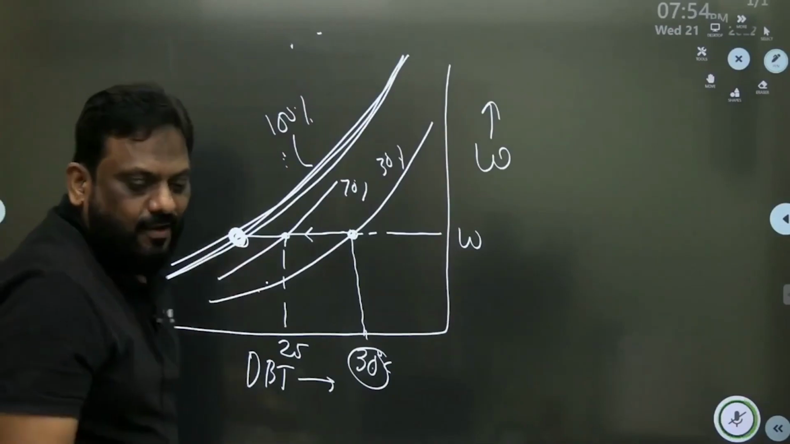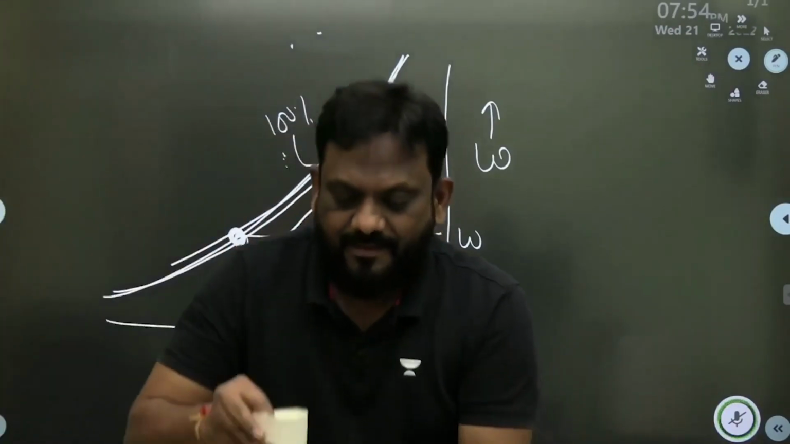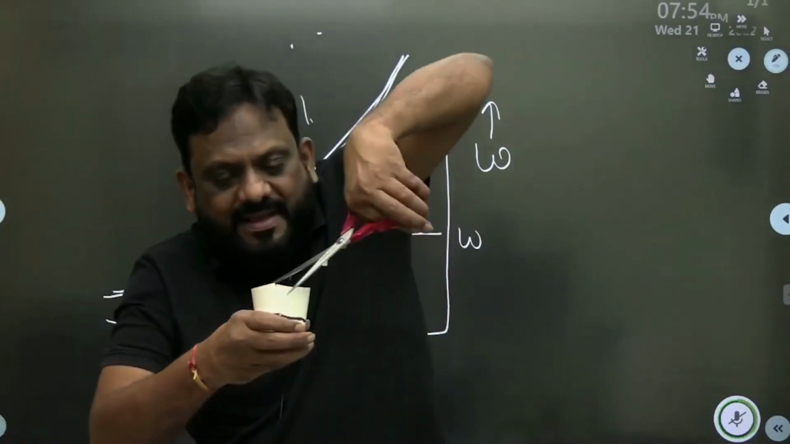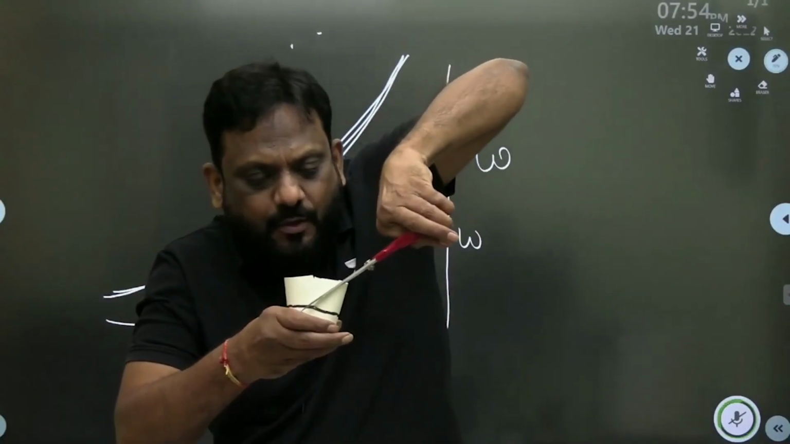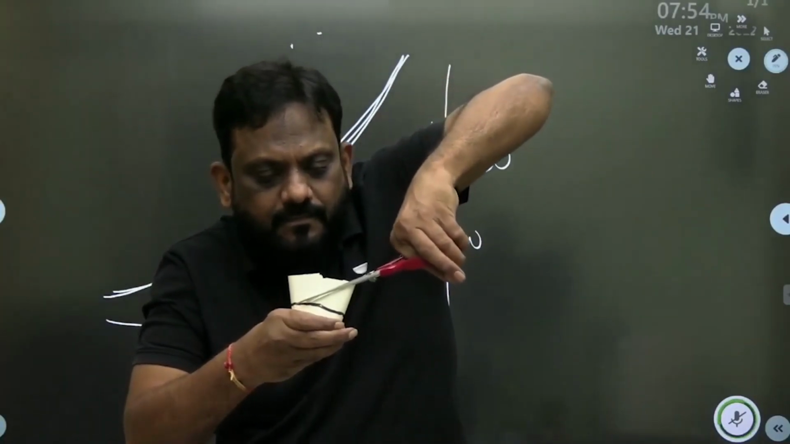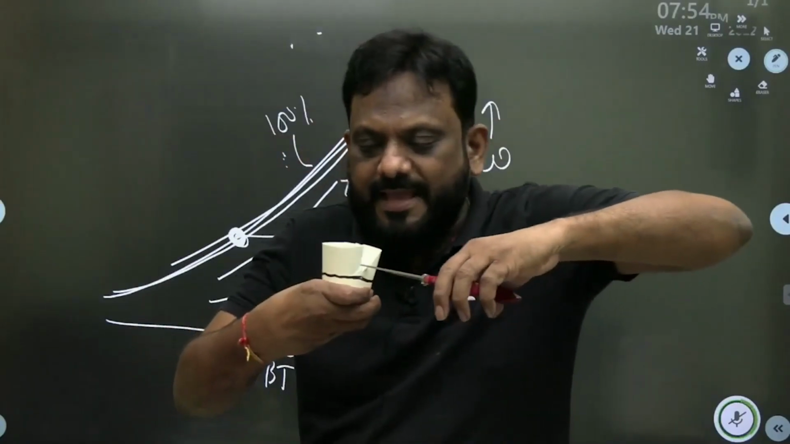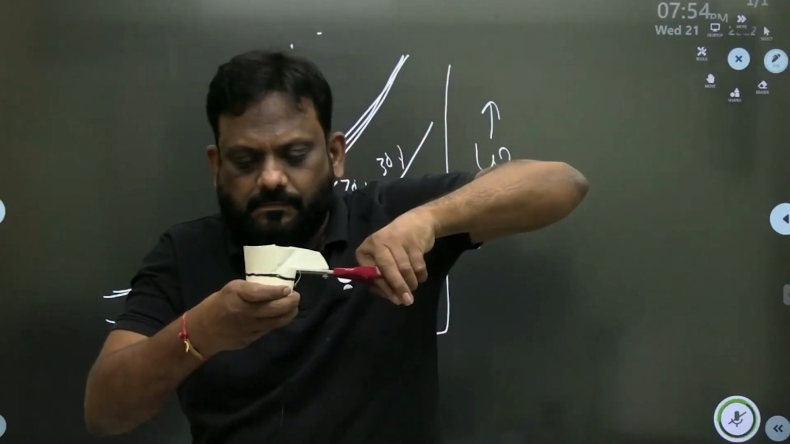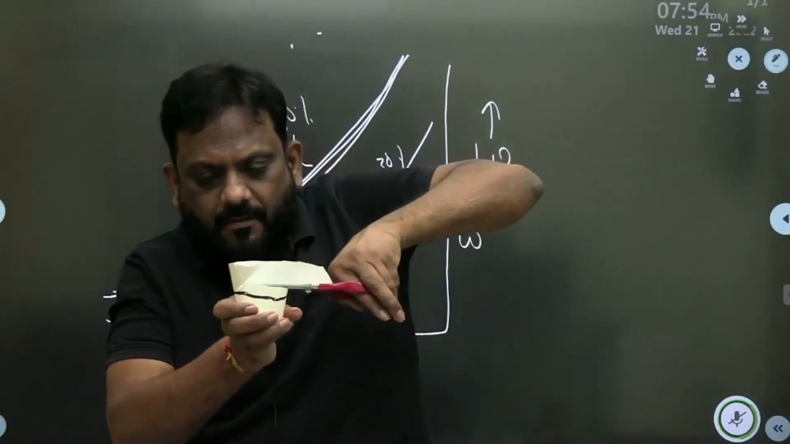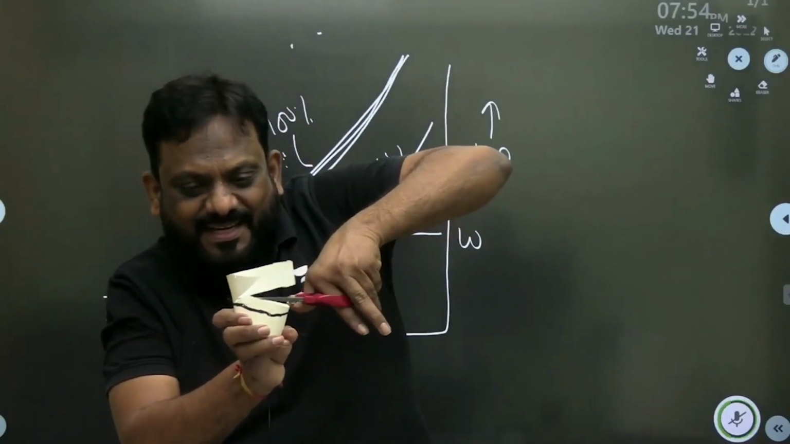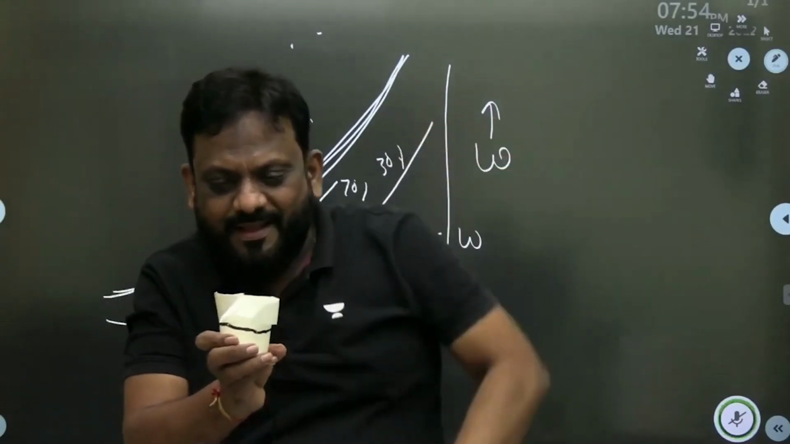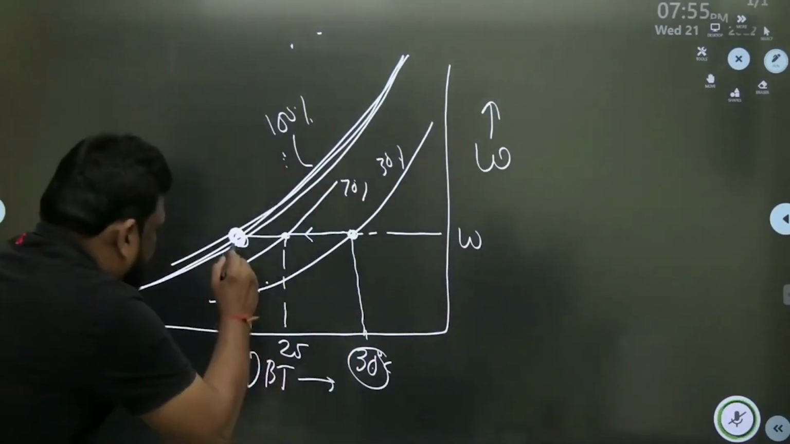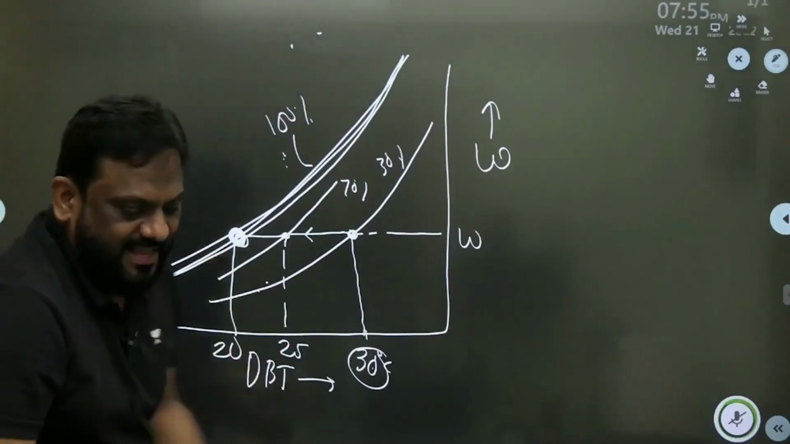We have reached saturation. Now I will further cut down this. Look, when the temperature is decreasing, the absorbing capacity is decreasing. Please bear with me, sirs. The absorbing capacity is decreasing. Now let me cut. As the temperature is, let us say, some 20 degrees centigrade, it has reached saturation.